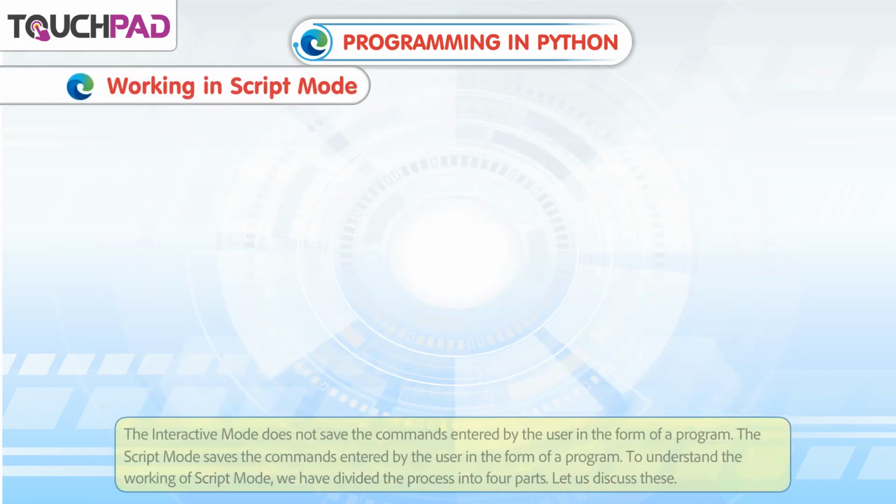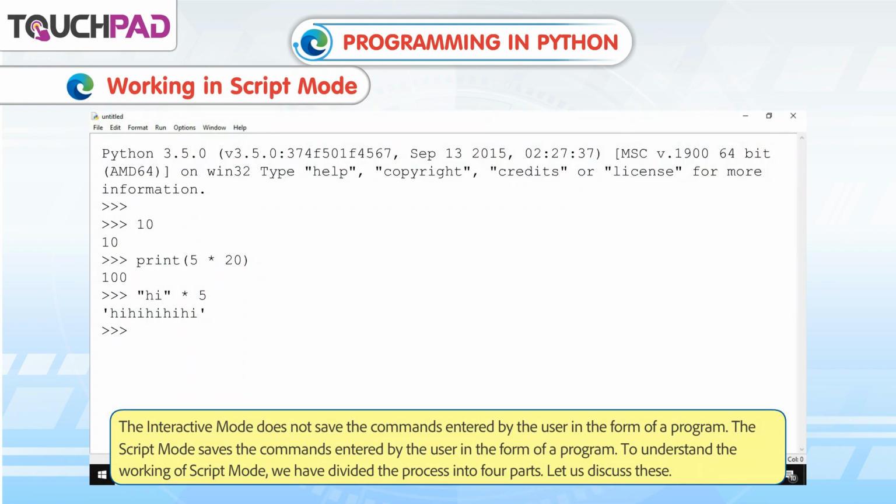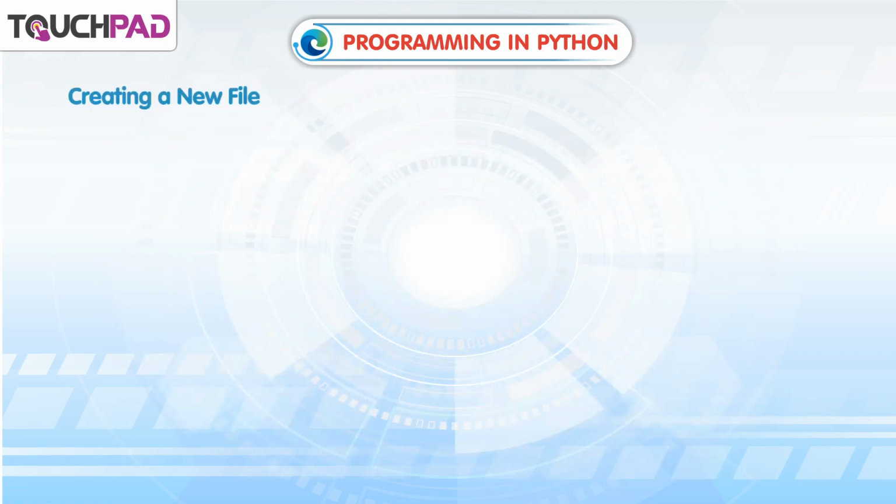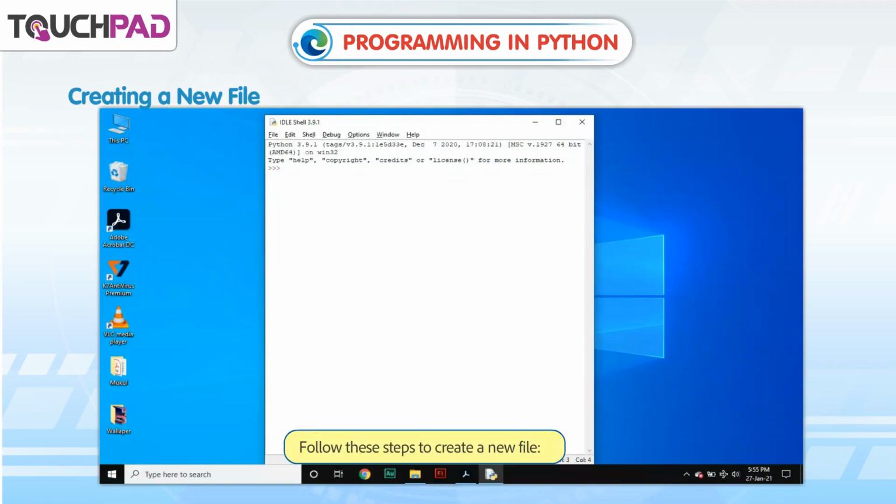Working in script mode. The interactive mode does not save the commands entered by the user in the form of a program. The script mode saves the commands entered by the user in the form of a program. To understand the working of script mode, we have divided the process into 4 parts. Let us discuss these. Creating a new file. Follow these steps to create a new file.